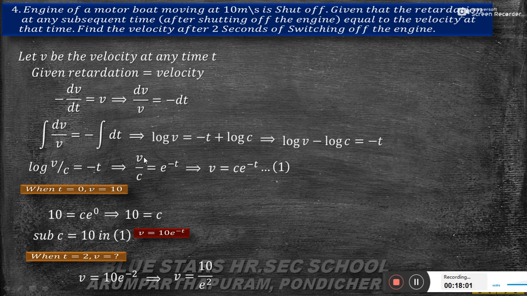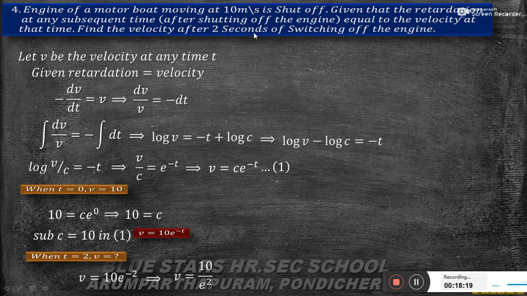Therefore, the next step, I take the exponential on both sides. So e power log, e and log cancelled. So v by c equal to e power minus t. So v equal to c into e power minus t. This is equation number 1.